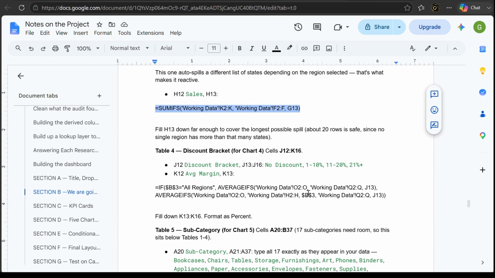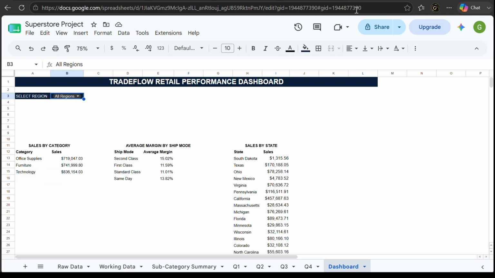Now the first table we're going to build is discount brackets, and that's the average margin in percentage for each of the discount brackets. That's the next thing that we're going to try to do there. The average margin by discount bracket. Average margin by discount bracket.